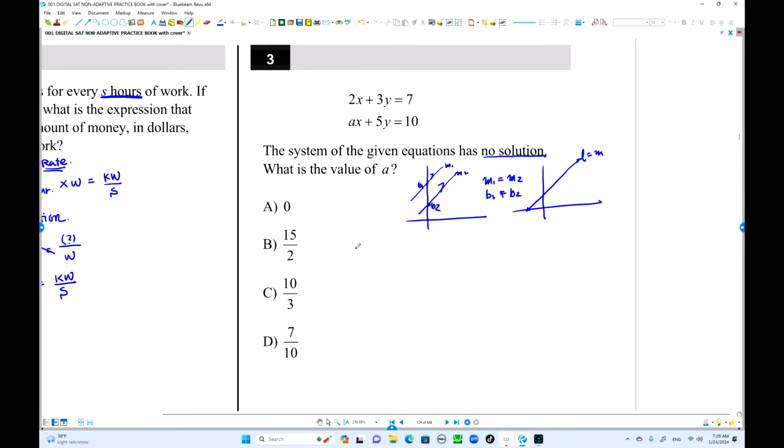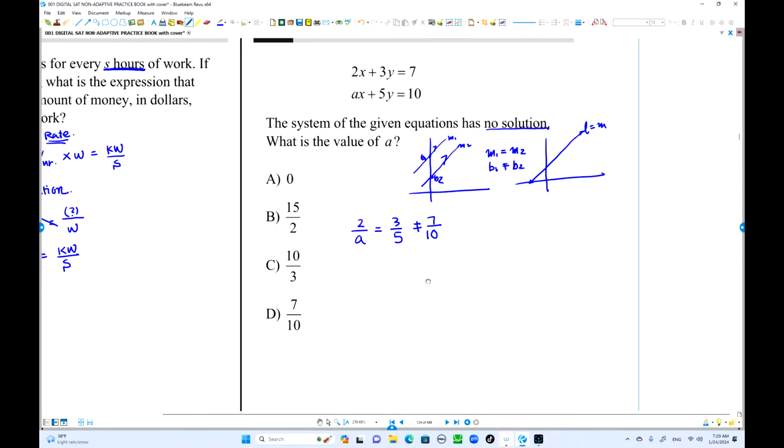The formula over here, what is that? 2 over A equals 3 over 5. That means that the lines are parallel, but with a different y-intercept. That means this ratio cannot equal 7 over 10. Definitely 3 over 5 is not equal to 7 over 2. That's fine, don't worry about this one. Now take a look at the other side. 3 times A equals 2 times 5. So what is the value of A? 10 over 3 is the answer.